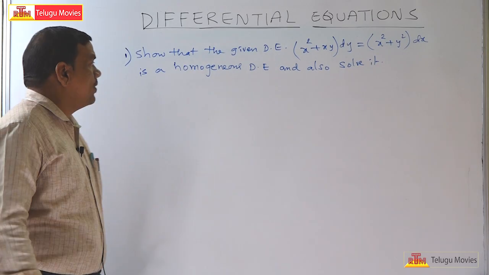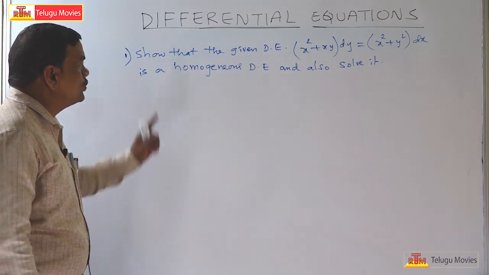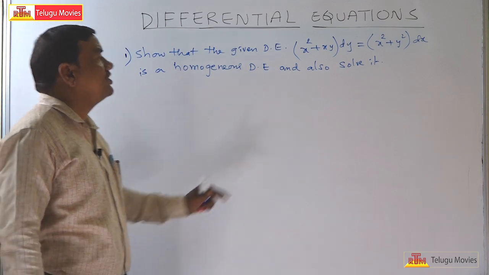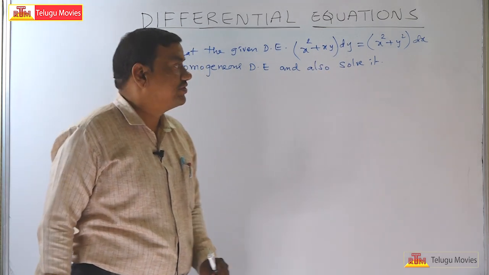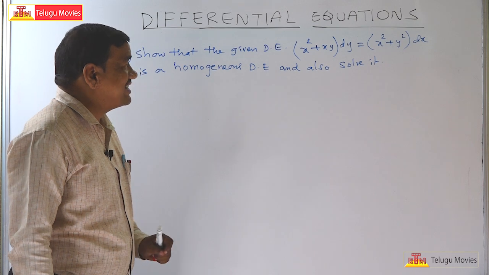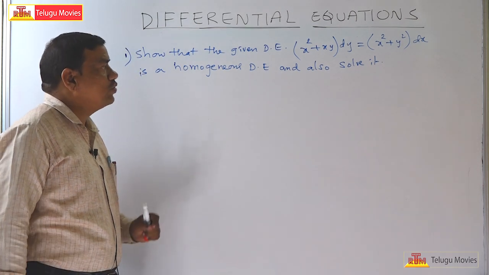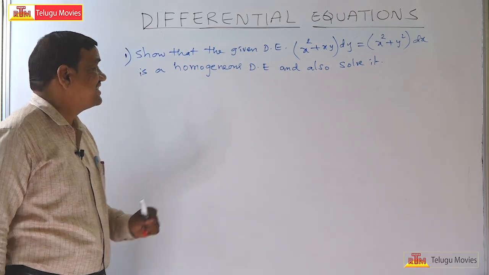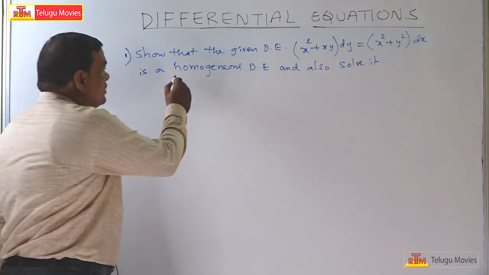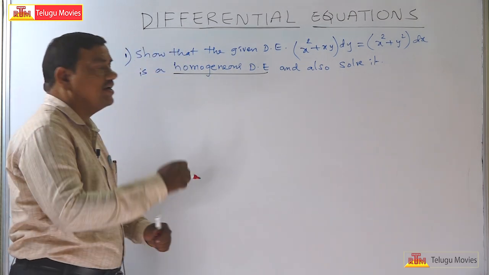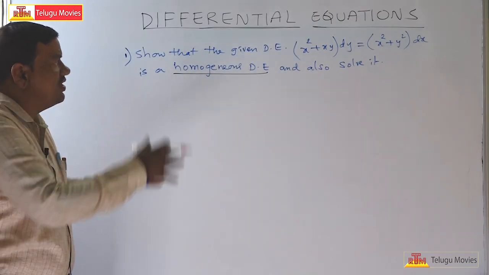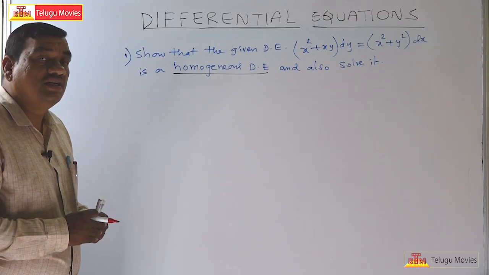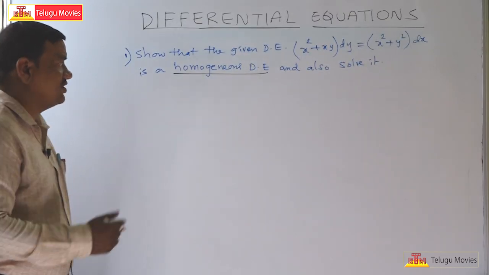Welcome to this problem. Here one problem is given. Show that the given differential equation, (x² + xy) dy = (x² + y²) dx, is a homogeneous differential equation, and solve it. First we will concentrate on showing that it is a homogeneous differential equation.